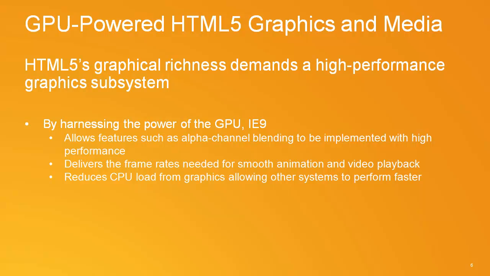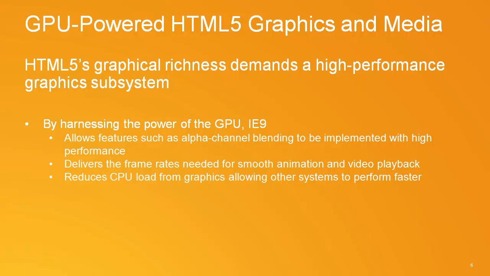The GPU Power. HTML5 means that all of that richness and graphic complexity that HTML5 brings to the table demands a high performance graphics subsystem that, with Internet Explorer 9, is being offloaded to the GPU. Internet Explorer 9 allows for features such as alpha channel blending to be implemented with very high performance. And here we're not talking about doing all this calculation in the CPU; we're doing this on what it is being optimized for, and this is the graphic board.